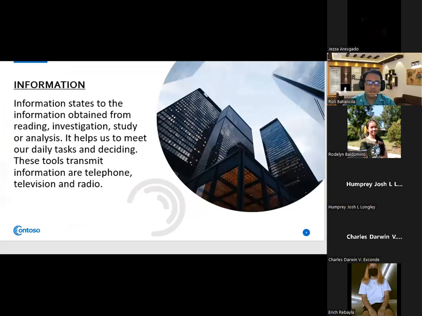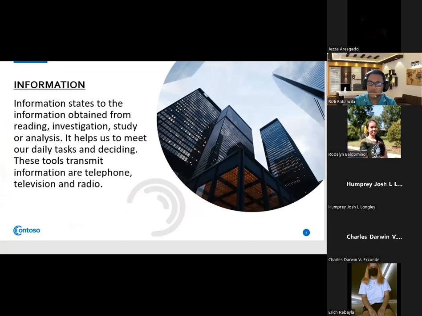So punta tayo kay information. So when we say information, information states the information obtained from reading, investigation, study, or analysis. It helps us to meet our daily task and deciding. These tools that transmit information are telephone or television and radio.